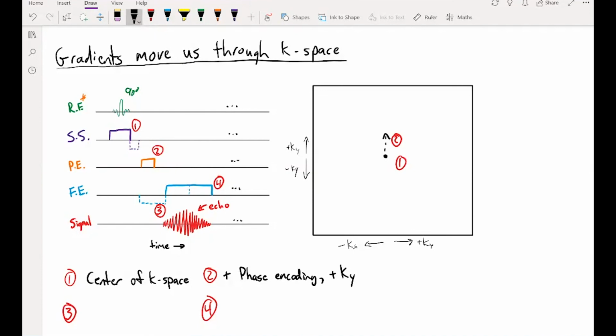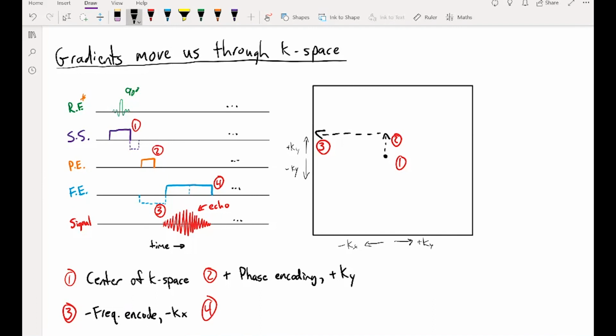Okay, so after time point 2, we have applied a positive phase encoding gradient, so we move in the positive KY direction, and now we're up a little bit in K-space. The next thing that happens is we have this negative frequency encoding gradient, and that, as you may be able to follow by now, is going to move us left in K-space. So this is after time point 3. We have moved in the negative KX direction, because we had a negative frequency encoding gradient. We've moved to the left.